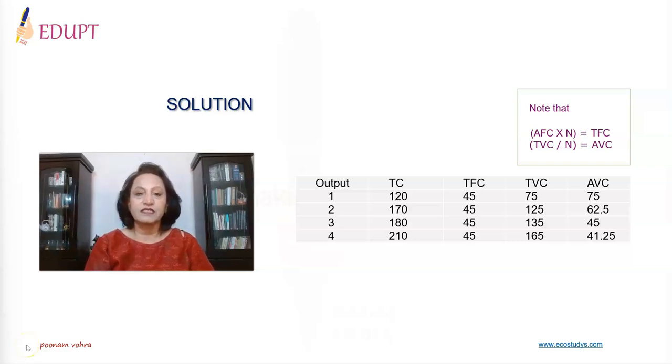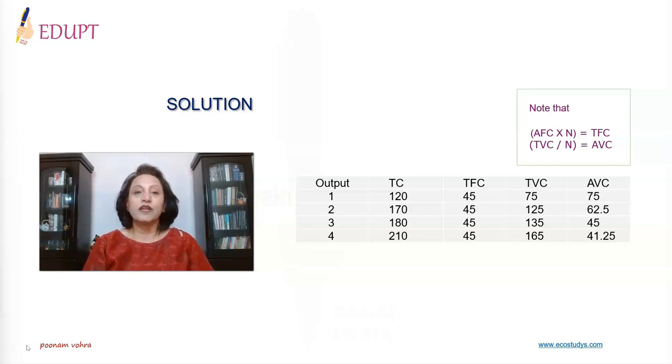Now in this case, average fixed cost for first unit is 45. That means that is the total fixed cost. If total fixed cost for first unit is 45, obviously total fixed cost remaining the same, it is same for all the units of output.